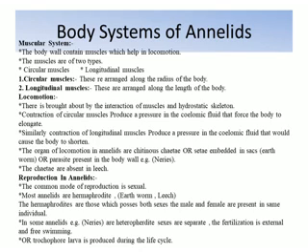Locomotion. It is brought about by the interaction of muscles and the hydrostatic skeleton. In annelids, a hydrostatic skeleton is found. Contraction of circular muscles produces a pressure on the coelomic fluid that forces the body to elongate. Similarly, contraction of longitudinal muscles produces a pressure on the coelomic fluid that causes the body to shorten.